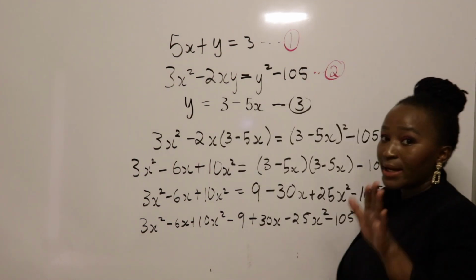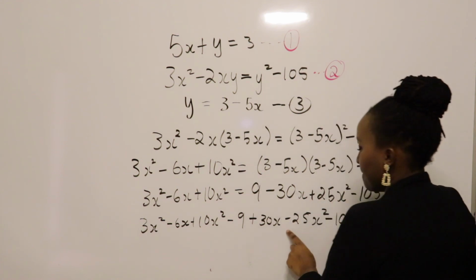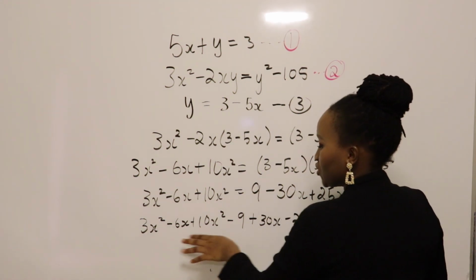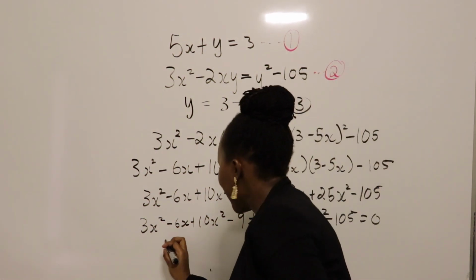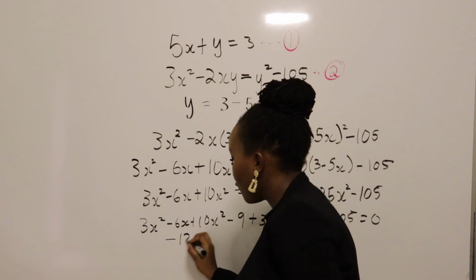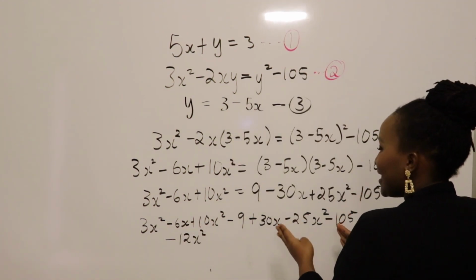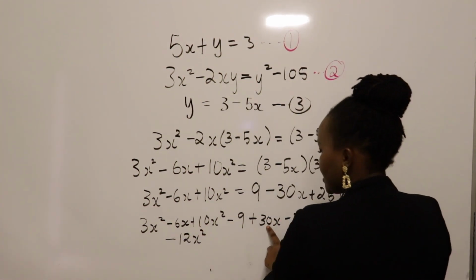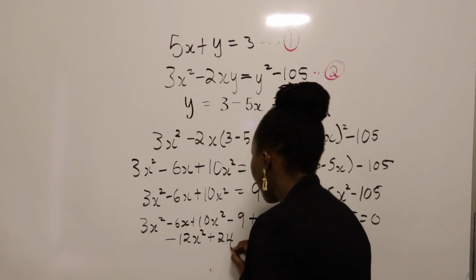So now I will add my like terms, and this will be minus 25 plus 10 minus 3. So it will be 15 and then 12. So I will have negative 12x squared. Now let me add the x's. The x's is 30 and 6. That will give me plus 24.